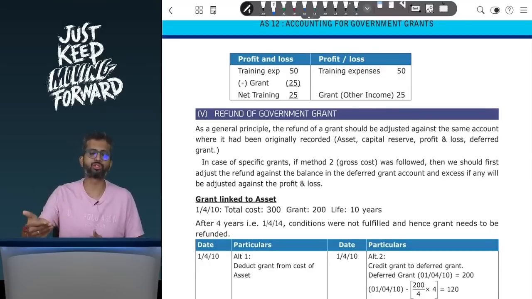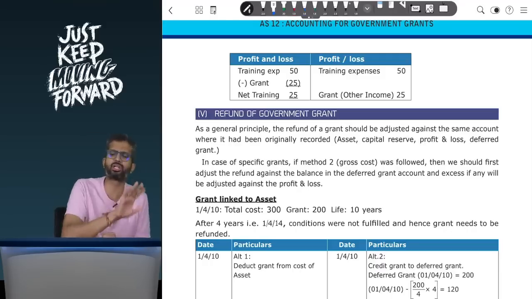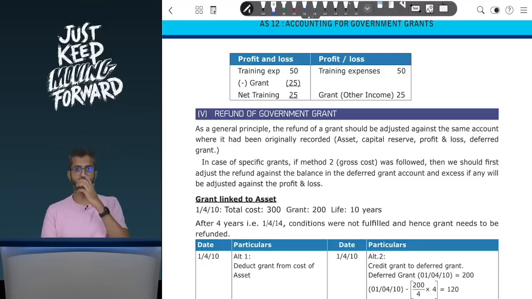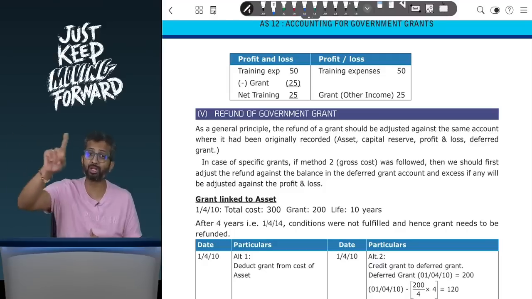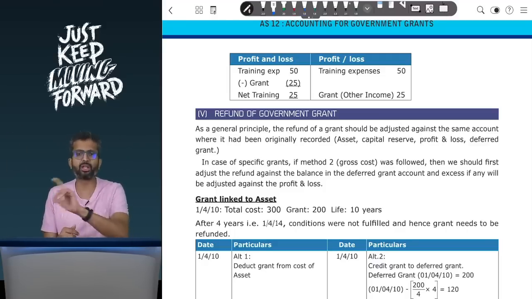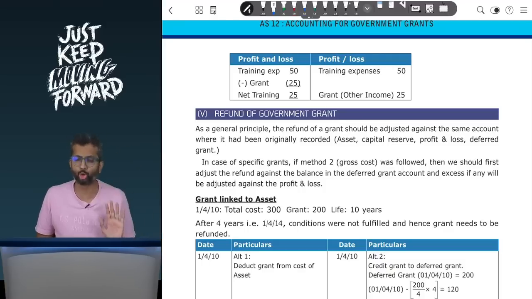Okay, next there is a possibility of a refund of a government grant. If the government grant has to be refunded, then something account debit to bank. Well, if it was a grant linked to asset and you reduce it from the value of the asset, then the refund will also be adjusted from the asset account debit to bank. However, if it was a deferred grant, you had taken 200 rupees in the deferred grant, but remember that 200 will be deferred in the ratio of depreciation. Then when you refund it, something account debit to bank, you will first adjust it from the balance in the deferred grant, excess if any will go to the P&L account.